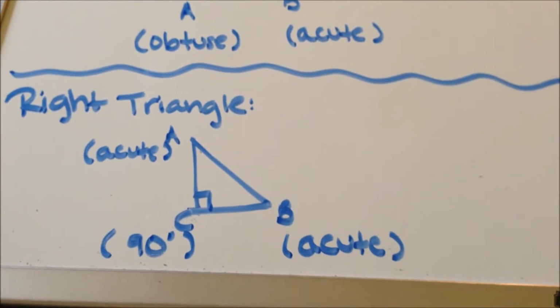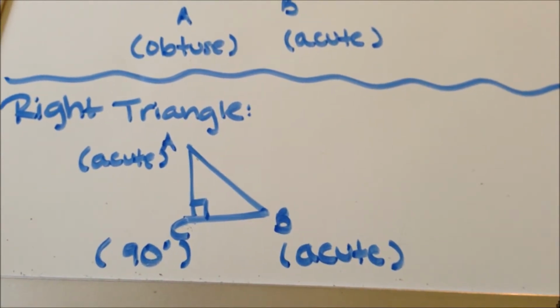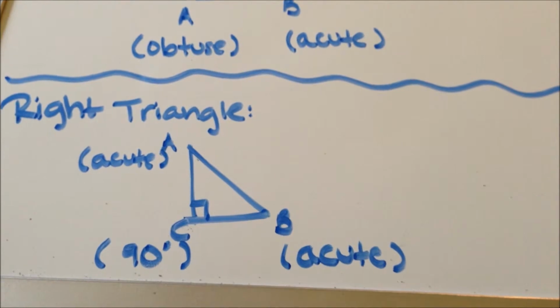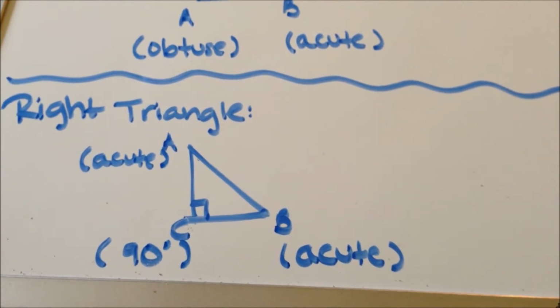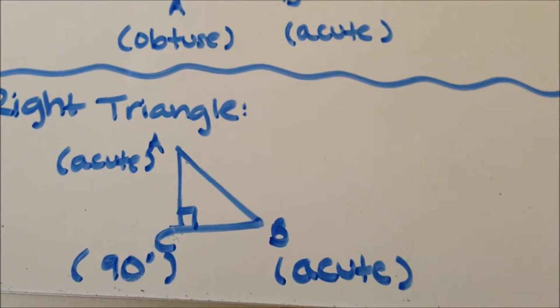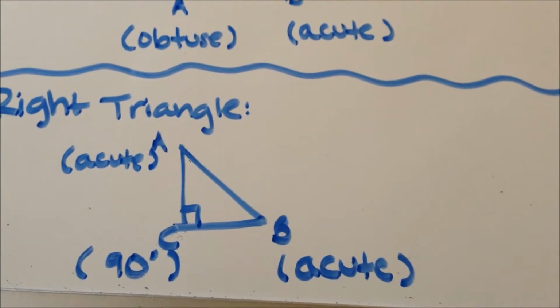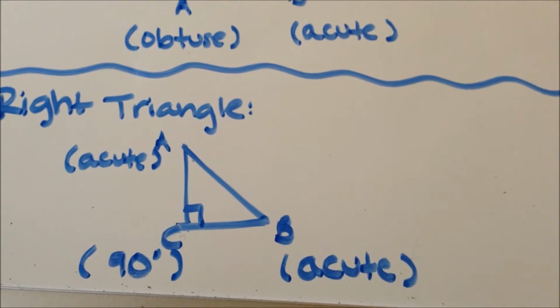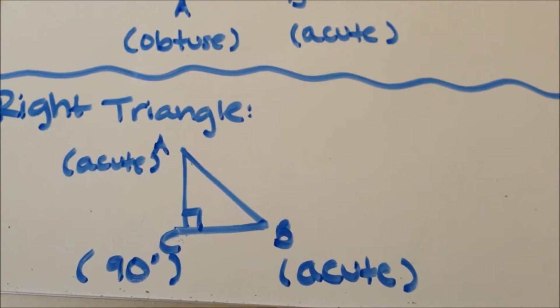And then finally we have a right triangle. A right triangle is one in which one angle has exactly 90 degrees, which is also known as a right angle, and the other two angles are acute angles. So again, we have exactly one 90-degree angle, which is also known as a right angle, and we have two acute angles.